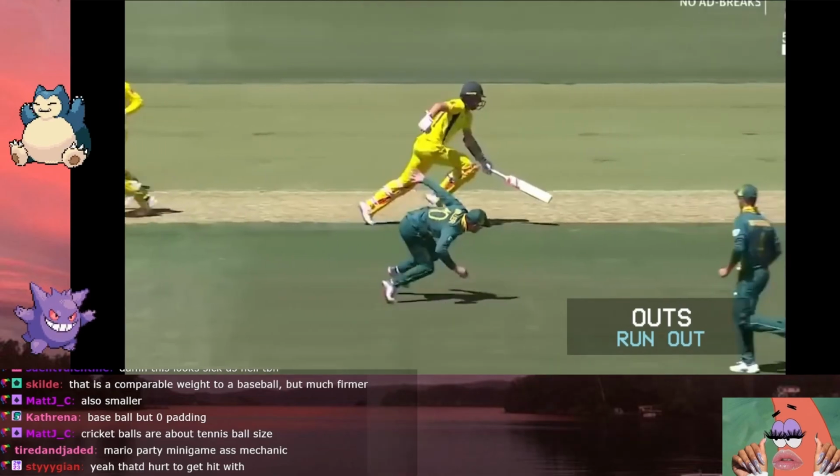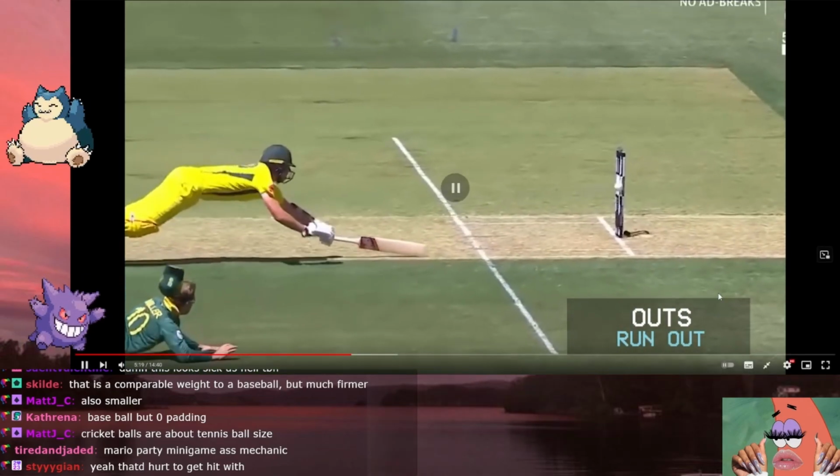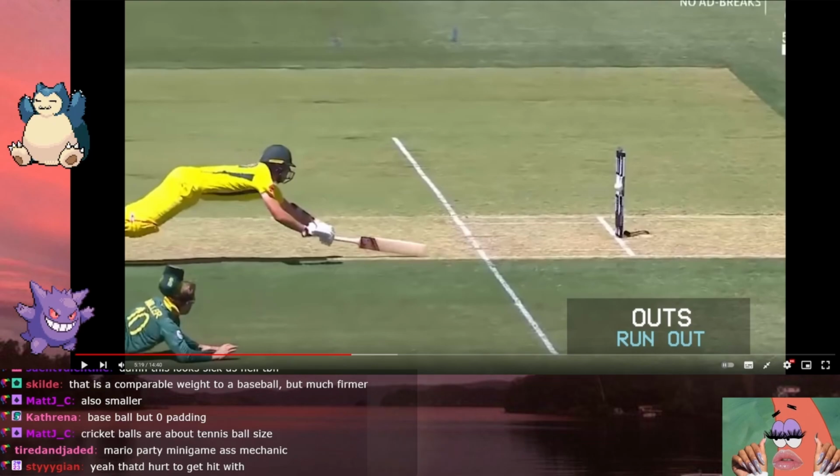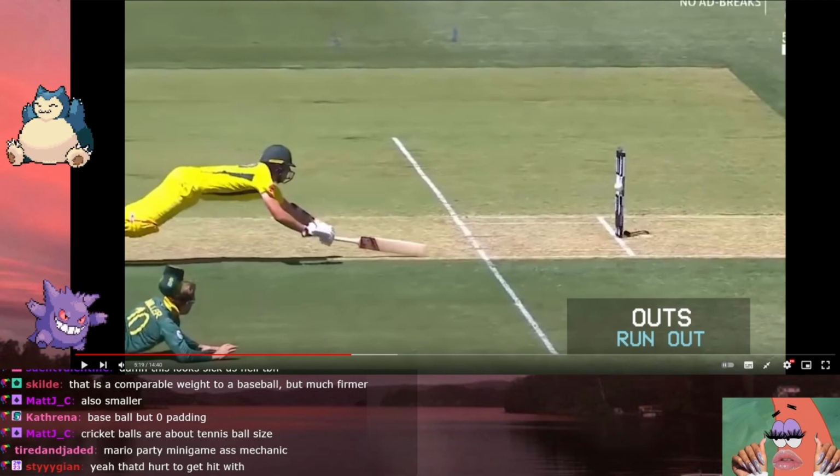Defines the place where you are safe. By the way, the bat is part... Does it hurt to get hit with? It does hurt to get hit with. I can tell you from experience, from many years of playing cricket, yes, it hurts.